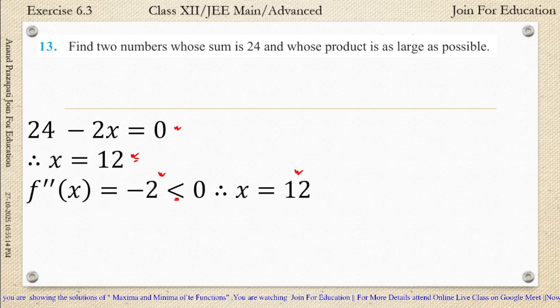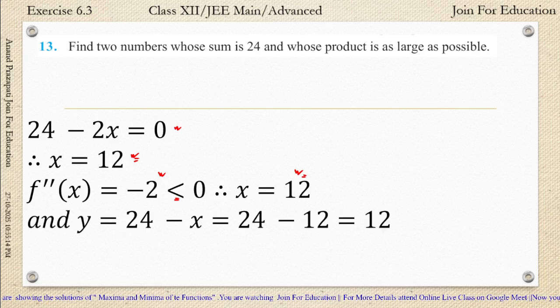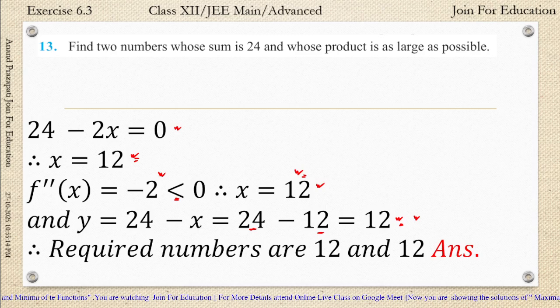So here x equals 12 and y equals 24 minus x, which is 24 minus 12, equal to 12. So the product will be as large as possible when x equals 12 and y equals 12. So the required numbers are 12 and 12. Is there any problem understanding the solution of question number 13?